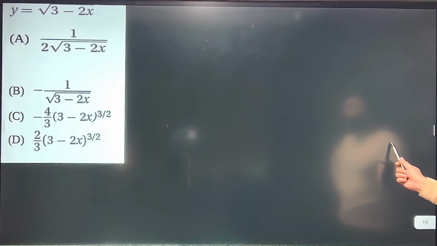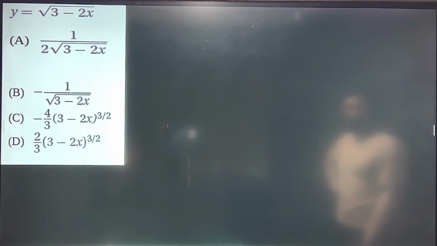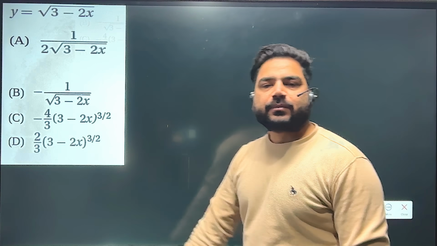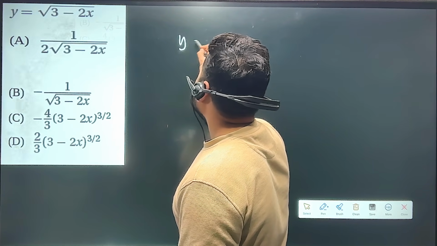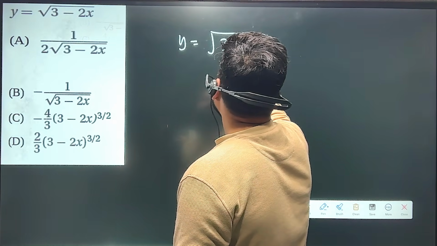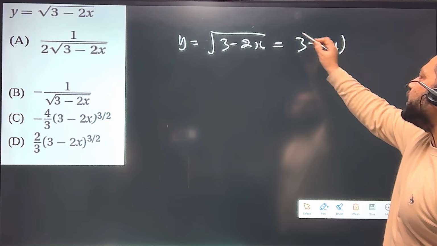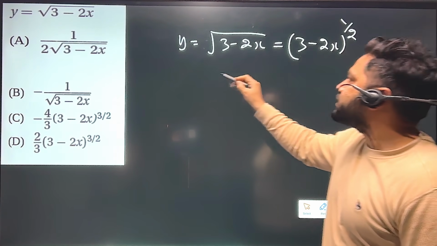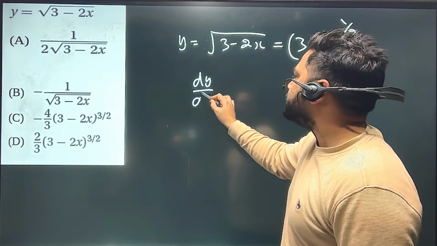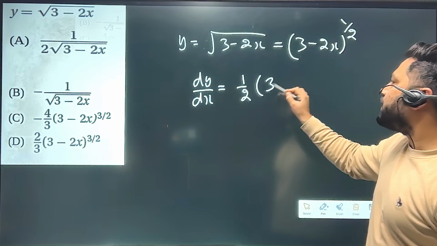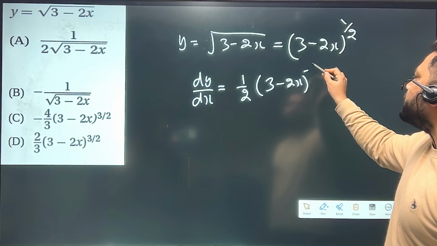The next question is y is equal to under root 3 minus 2x. How to solve this? So again you will apply the basic formula. What is the basic formula? If we have y is equal to under root 3 minus 2x, it means it is 3 minus 2x, power is 1 by 2. So dy by dx will be equal to, again the power will come ahead, and 1 power we have to subtract. It will be minus 1 by 2.